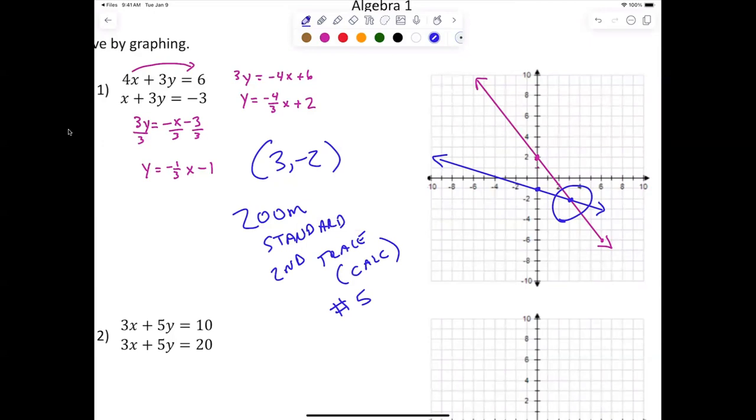Now remember, you have to plot, you have to graph both lines. Anybody have any issues?